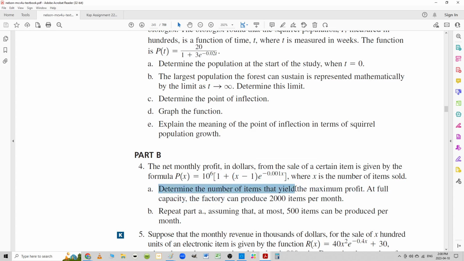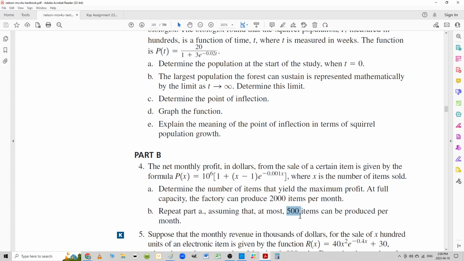So determine the item's yield at maximum profit. That's when the first derivative is equal to 0. And they tell us our domain goes from 0 to 2,000 items maximum. That's what it means. They don't ask for a second derivative, but I will do a second derivative. And they tell us it's 500 items. What happens is 500 items.